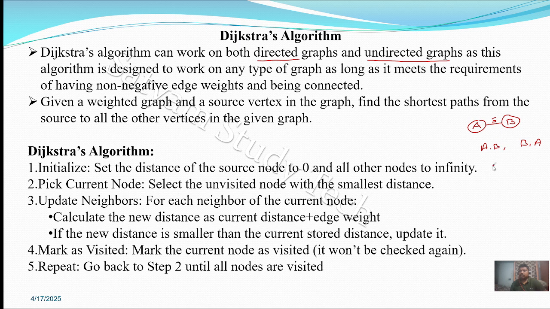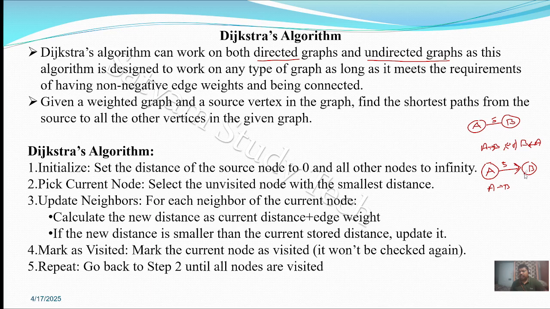For example, you can see A to B. There is a direction from A to B. In this case you can write A to B only. A to B is 5. There is no B to A. In the undirected case, either you can write A to B or B to A. There is no direction here. That's why this is an undirected graph. Here both are equal: A to B or B to A is equal.